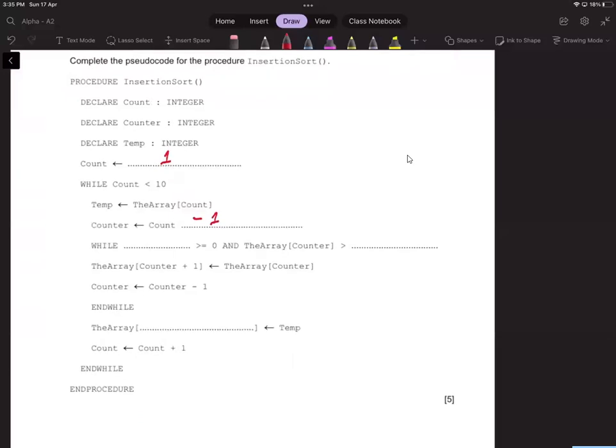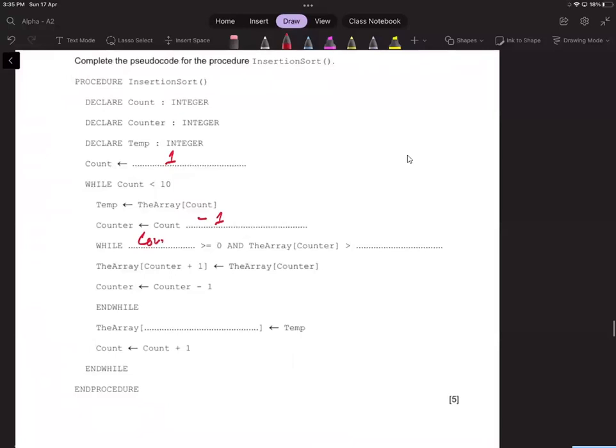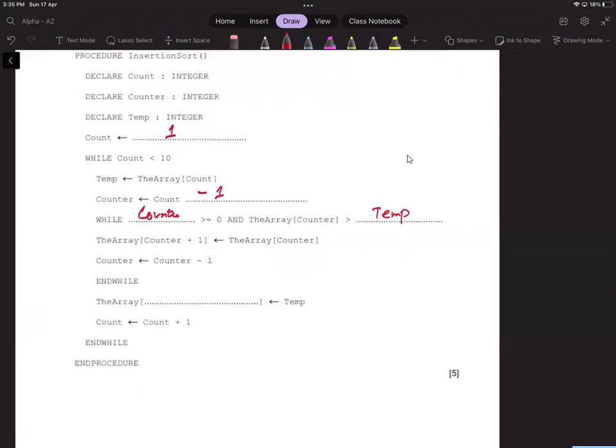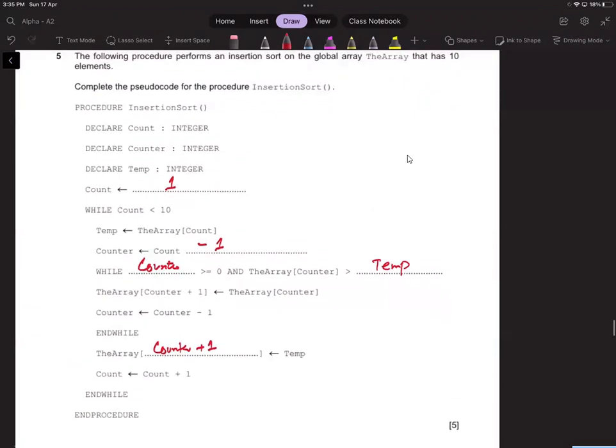While counter is greater than or equal to 0 and the array counter is greater than temporary, the array counter plus 1 is equal to the array counter. Counter is equal to counter minus 1. And while the array counter plus 1 is equal to temporary and count is equal to count plus 1. All right.